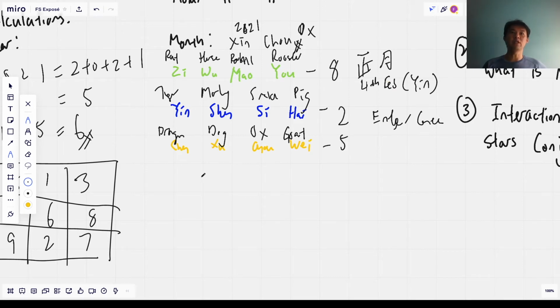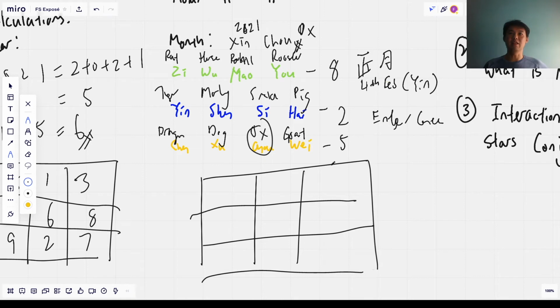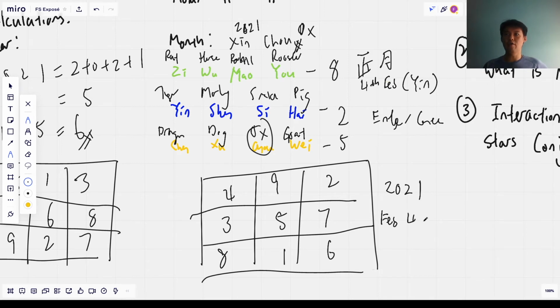Okay, so what you do is, like this year, right? This year is Xin Chou, right? So Xin Chou is here. So what do we do? Xin Chou actually is a 5 entering the center. So 5, 6, 7, 8, 9, 1, 2, 3, 4. Alright, so this is actually 2021, February 4th until March 3, roughly the monthly flying chart.